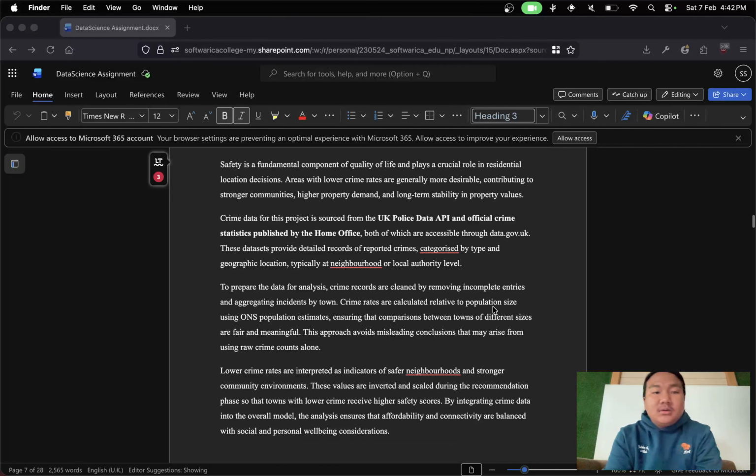Crime rate. Crime rate was sourced from the UK police and Home Office dataset. Crime rates were calculated relative to population size to ensure fair comparison between towns. Lower crime rates were scored higher, as safety plays an important role in liability, community well-being, and long-term property value.